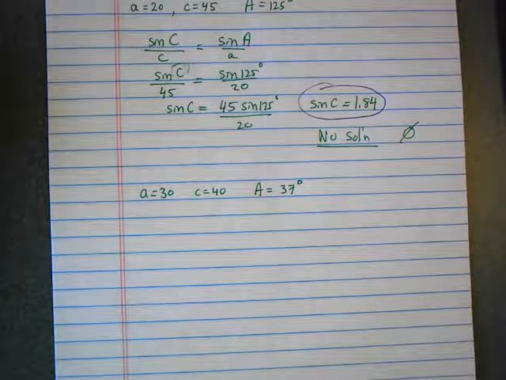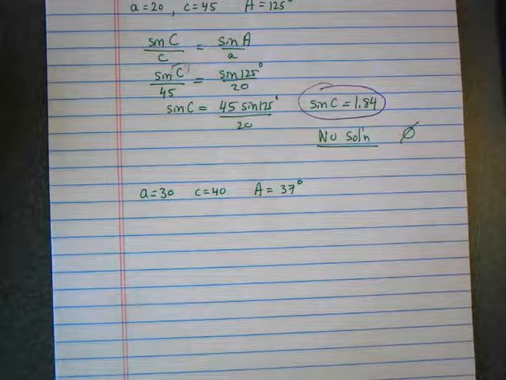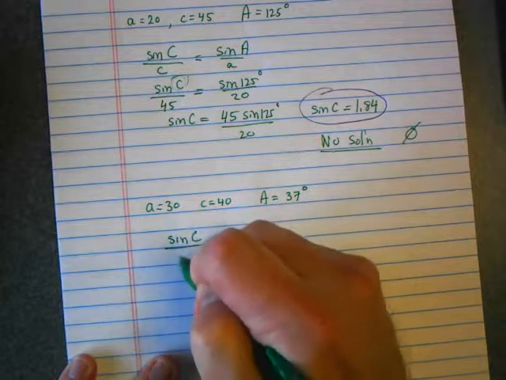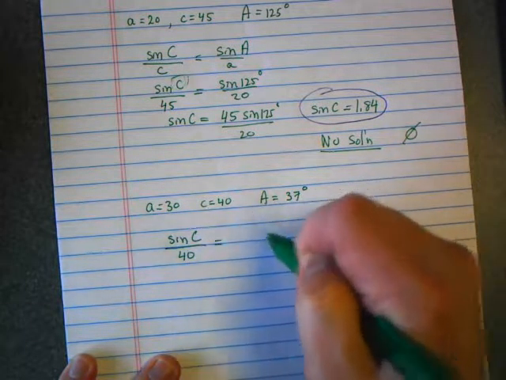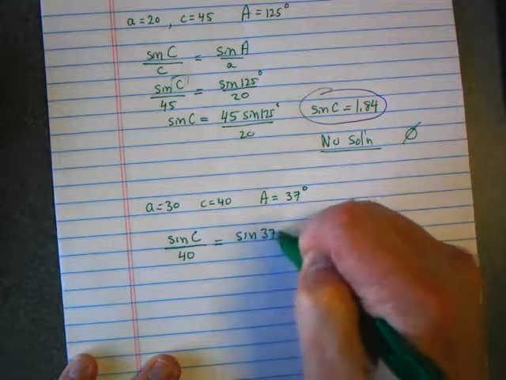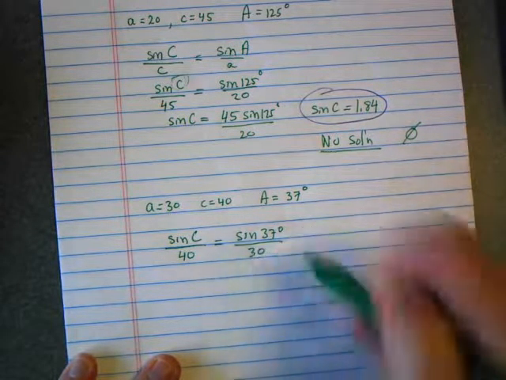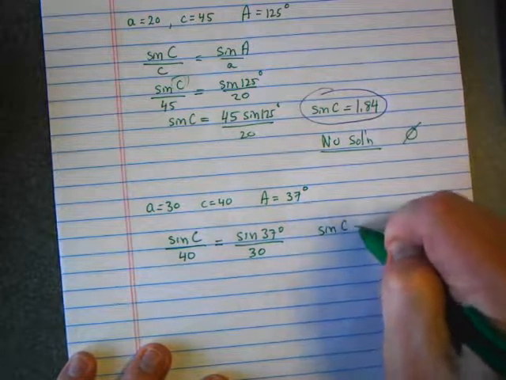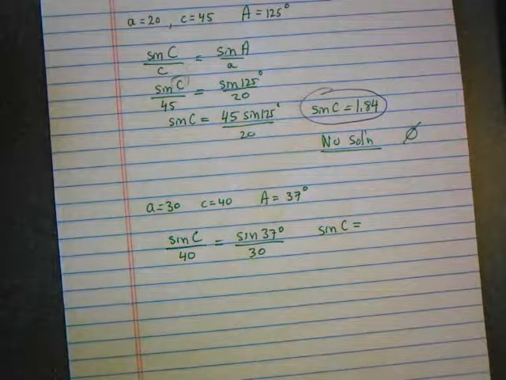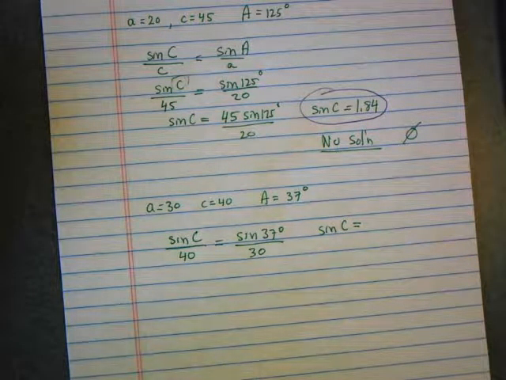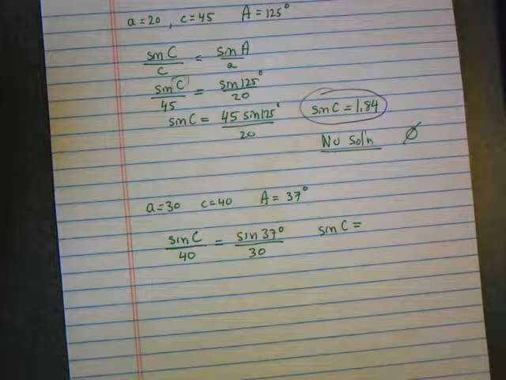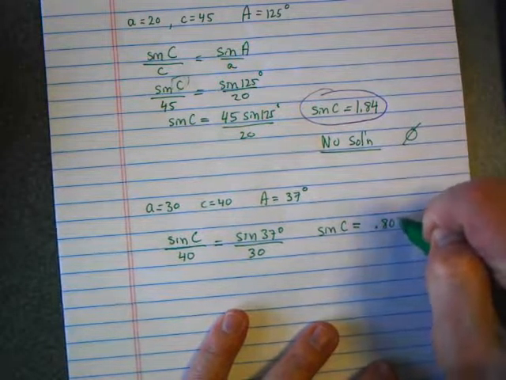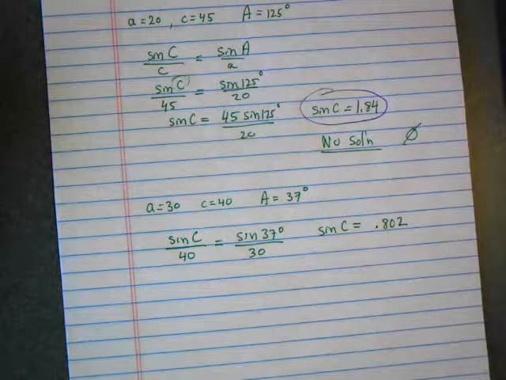Pretty much the same deal, isn't it? We start exactly the same way. We're going to have sine of C divided by little c, that's 40, equals sine of A, sine of 37 degrees, divided by little a, that's 30. That says sine of C is, I grab my calculator, 40 sine 37 divided by 30. 0.802. And I take the inverse sine.